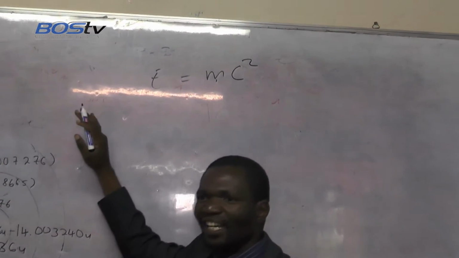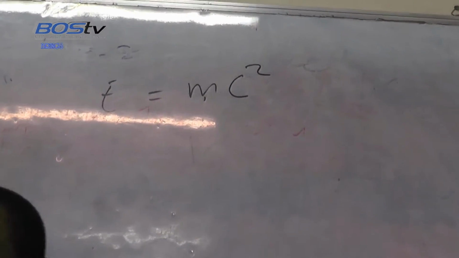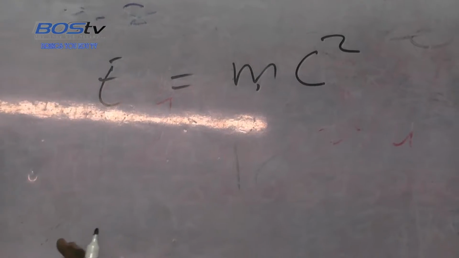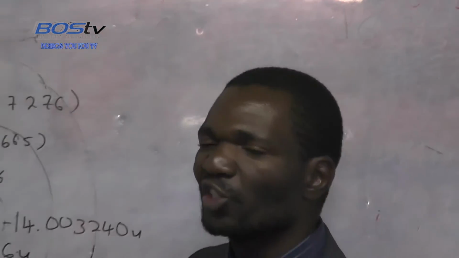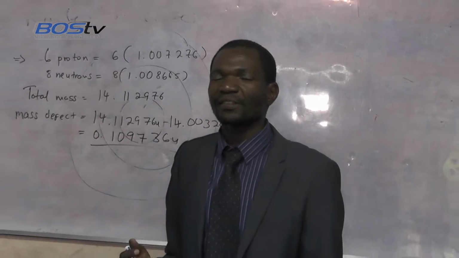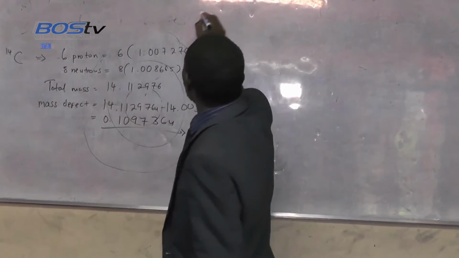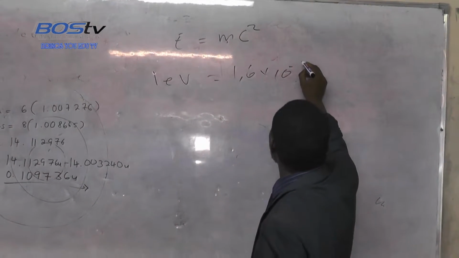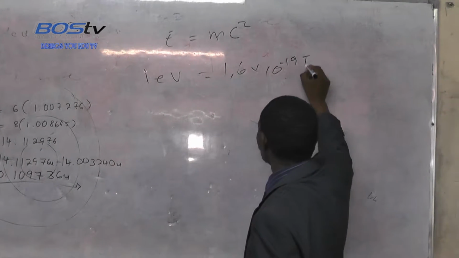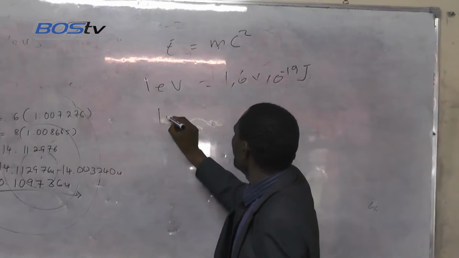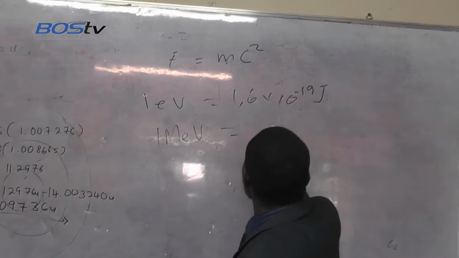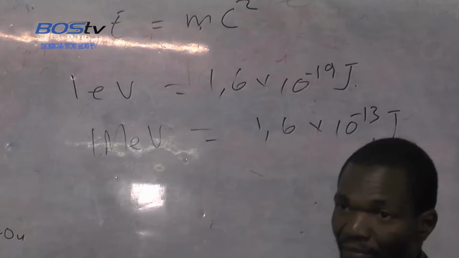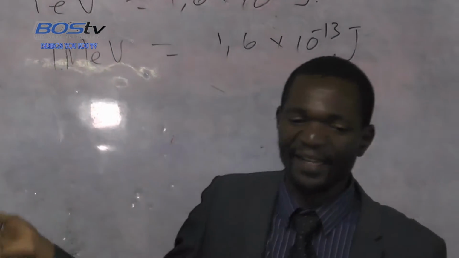So who can tell us another unit of energy which you know? Electron volts. So another unit is electron volts. Who can tell us the conversion between joules and electron volts? 1 electron volt is equal to 1.6 times 10 to the power minus 19 joules. What about 1 mega electron volt? 1.6 times 10 to the power minus 13 joules. Fine, we will look at that. It's only a reminder.